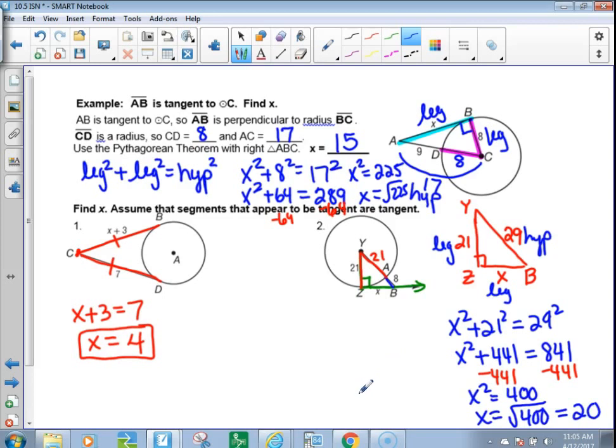All right, so we just again found something with our Pythagorean theorem. In case you haven't realized, we've used the Pythagorean theorem in very many chapters since the beginning of school.